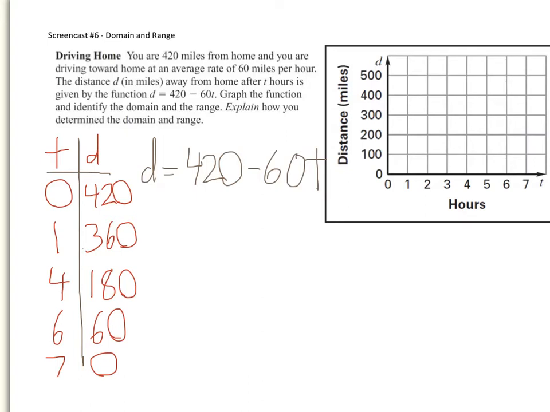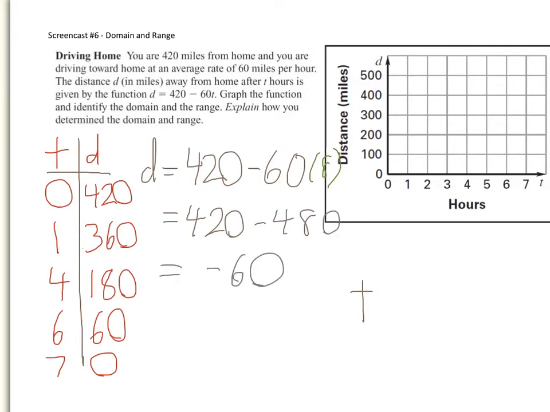Now, just for fun, what if we actually did keep going? In other words, let's say we said, oh, what happens if I travel for 8 hours? All right, so let's do the math here, and let's see what our number is, and if it does make sense. All right, so 60 times 8, of course, is 480, and 420 minus 480 is negative 60. In other words, we're dealing with a distance of negative 60 miles. We are negative 60 miles from our home?